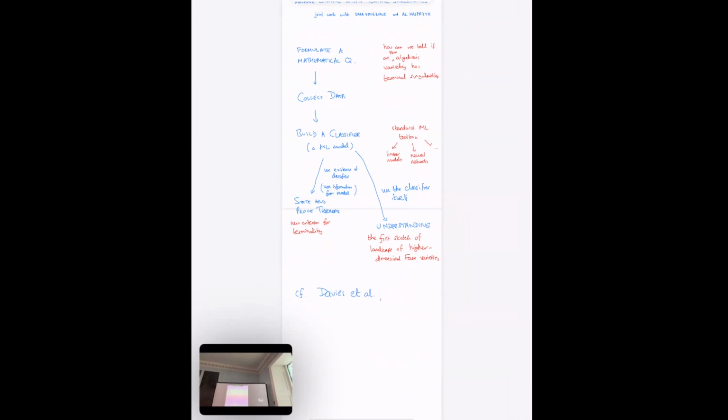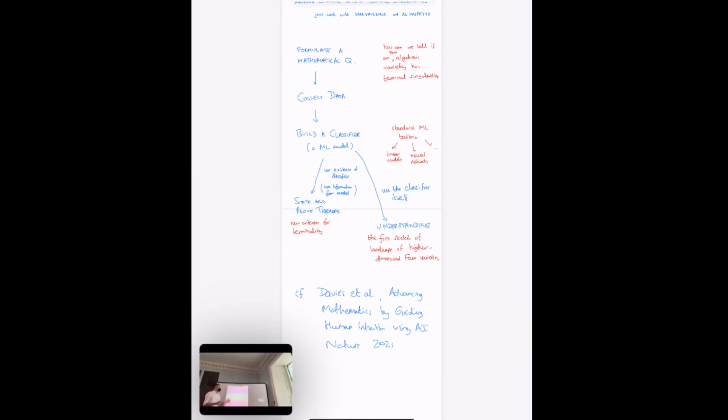Davies et al. This is a paper called Advancing Mathematics by Guiding Human Intuition using AI. It is in Nature in 2021, and it proposes a similar pipeline for certain questions in knot theory and in representation theory. So it's very inspirational work.